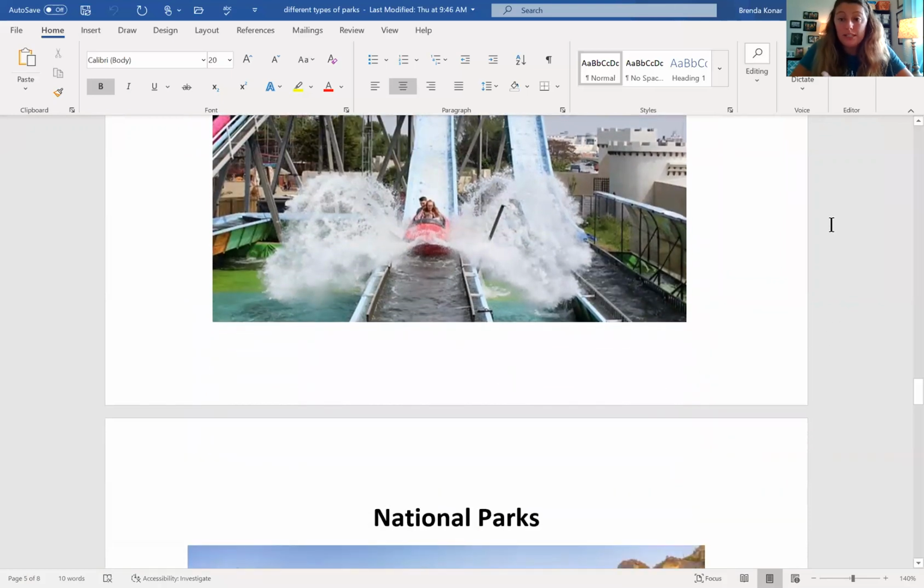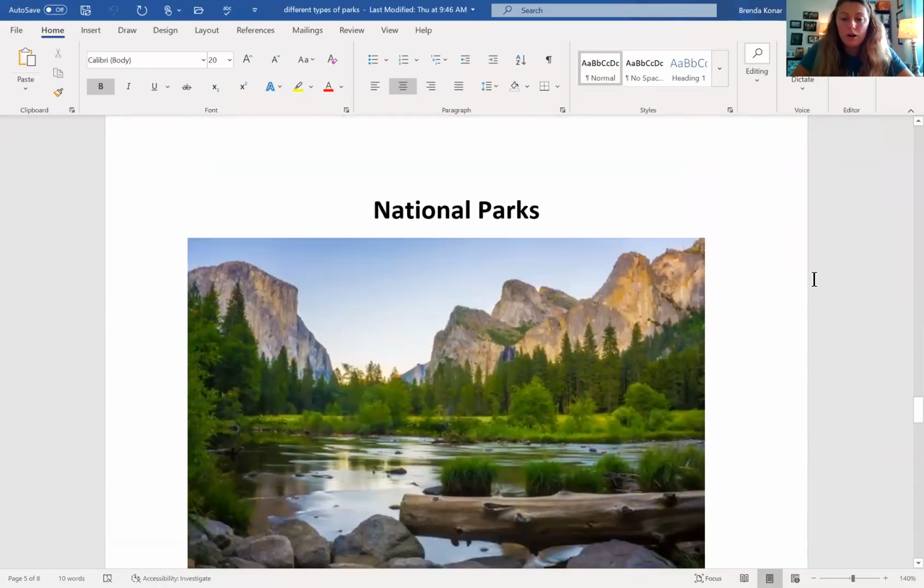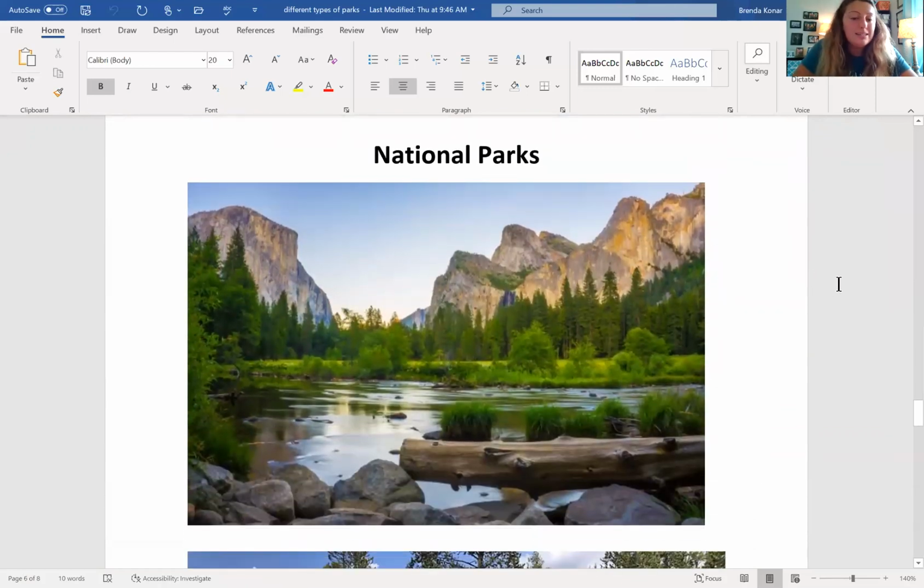Another kind of park we did not talk about yet, but we're going to read about it today in our story, is called a national park. So a national park does not have rides and it does not have games, but it's all about nature. So when you're at a national park, you're outside and you can see all sorts of things depending on where you are. Maybe you'll see mountains, rivers, lakes, maybe a waterfall, some trees. You get to see all the beautiful sights that are outside.